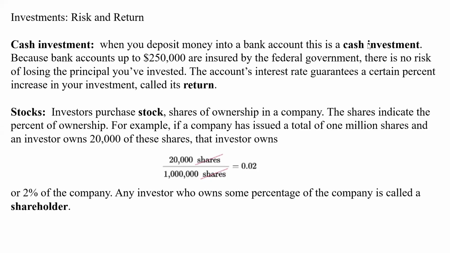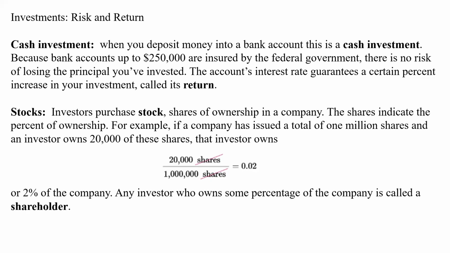All right, so now we're going to talk about investments, the risk and return. So there's cash investments. That's basically when you deposit money into a bank account. This is called a cash investment. Now, because bank accounts up to $250,000 are insured by the federal government, there is no risk of losing the principal you've invested. Now, the account's interest rate guarantees a certain percent increase in your investment, and that's called a return. So, your savings account might have an interest rate of 1%, so you're going to get 1% return.